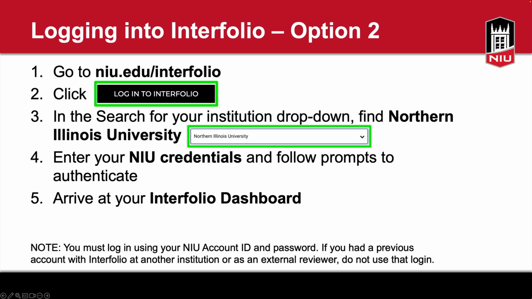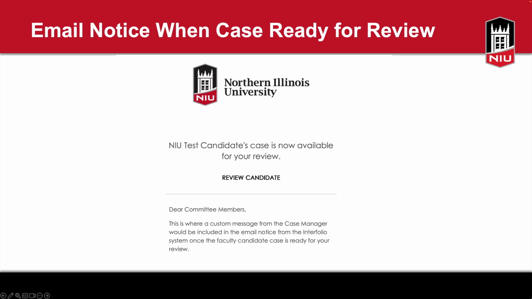Now, there is a second option to log into Interfolio. It's slightly quicker. You can go to our Interfolio at NIU website, which is niu.edu/interfolio. There is a big login to Interfolio button that is prominently displayed in the right column. You can click that button. That'll take you directly to that search field for Northern Illinois University. You can find NIU there, enter your NIU credentials, and then you will arrive at your Interfolio dashboard. So either option will get you into the system.